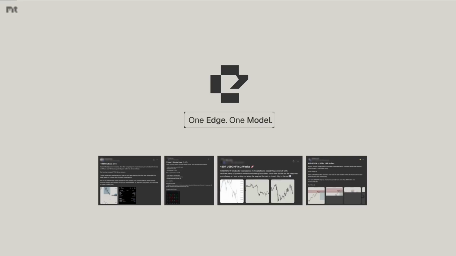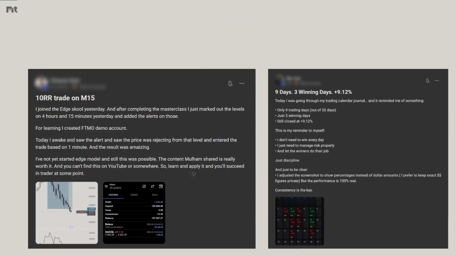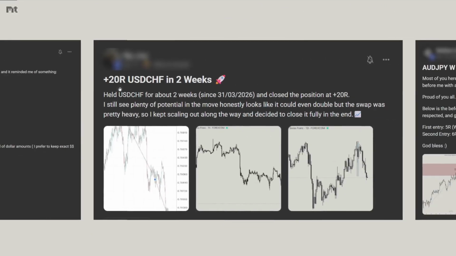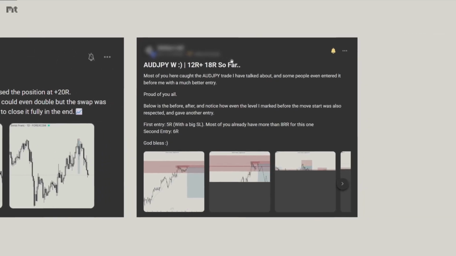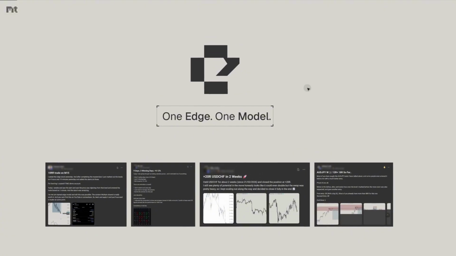So if you think that you need something more universal and something that works on different time frames, then Edge model is here. There are people making 10-hour trades, 20-hour, and 12-hour, 18-hour. These are the types of trades that I take in Edge School.